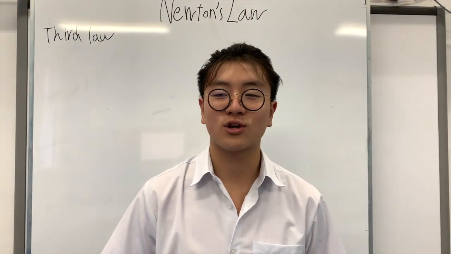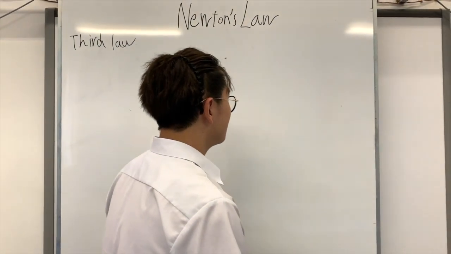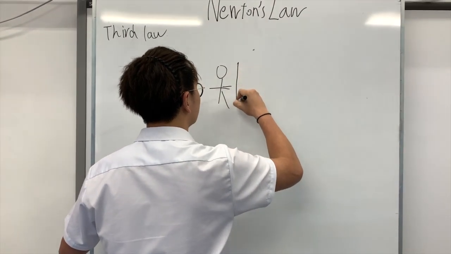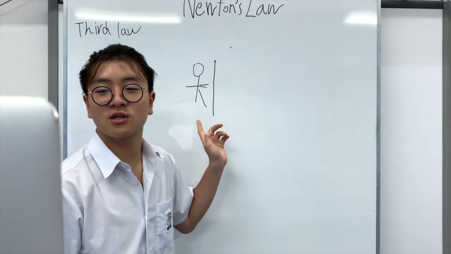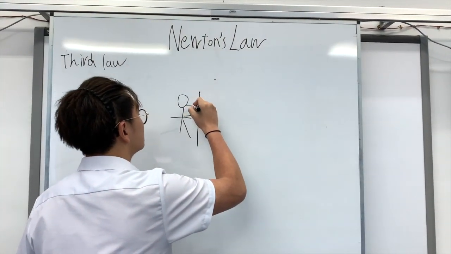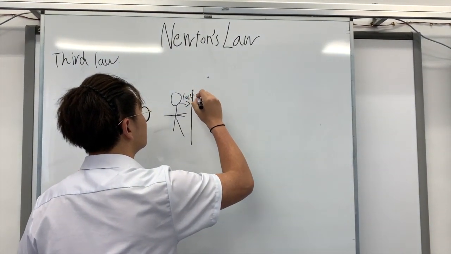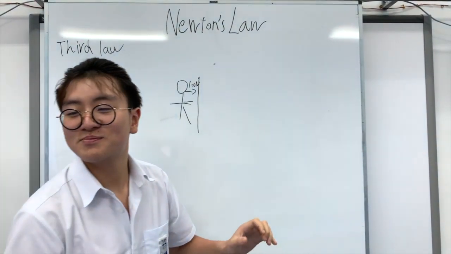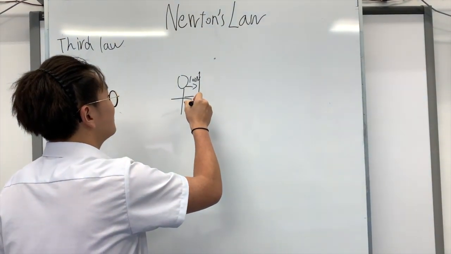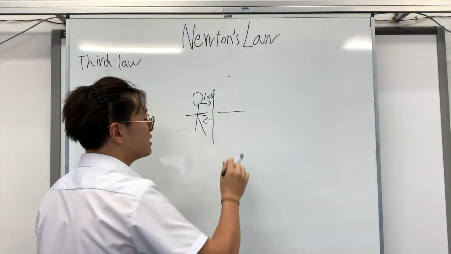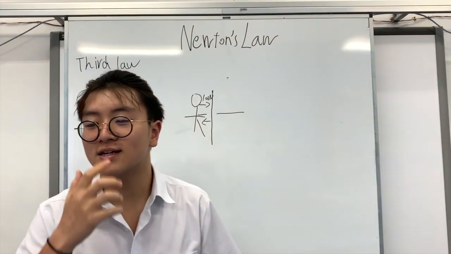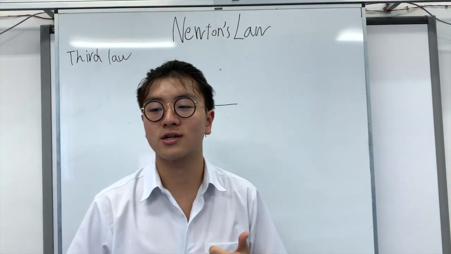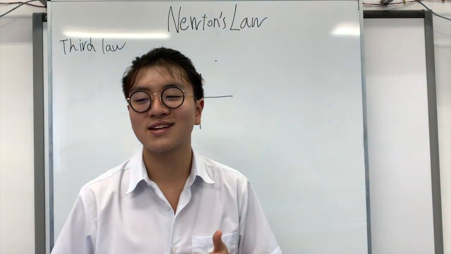Now I'm going to draw the graph for you guys. This is the boy. He pushed the wall, and he used 100 newtons. Then the wall will push back 100 newtons. So it must be straight, because there is an equal and opposite reaction. This is a very important sentence. That's all.